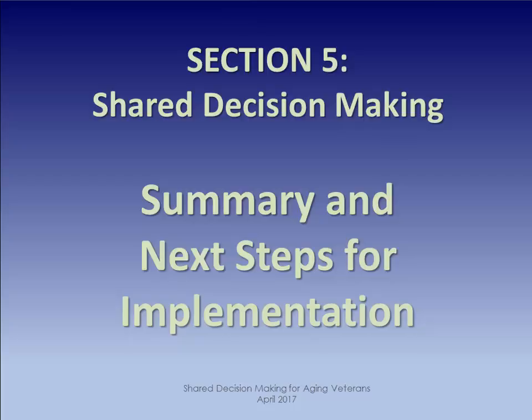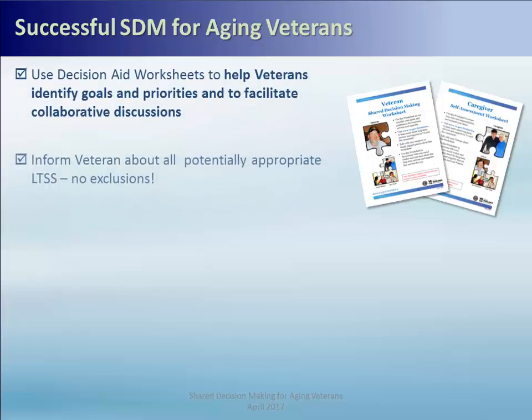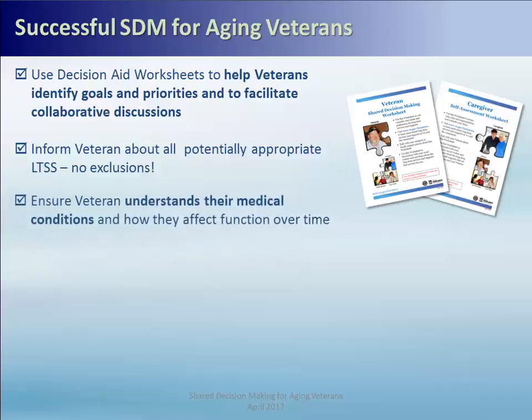Finally, let's review next steps for implementation of shared decision-making for aging veterans. Use the decision aid worksheets to help veterans identify goals and priorities, and use information from the decision aid worksheets in collaborative discussions with the veteran, family caregiver, care team, and social worker. Keep in mind that these discussions may be asynchronous and may involve both long-term services and supports and advanced care planning. Be sure to inform veterans and family caregivers about all potentially appropriate long-term services and supports. Ensure veterans understand their medical conditions and how they may affect function and health status over time.